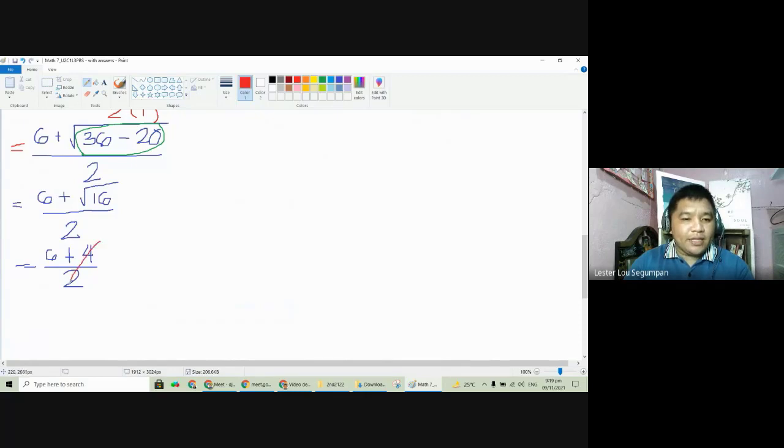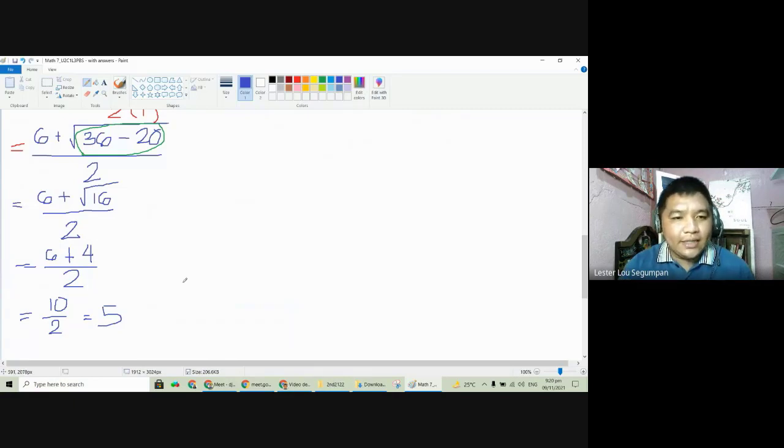May I repeat? Do not do this and say 2, which will yield 8. Do not do that since there is no cancellation law for addition. The terms on the numerator are separated by addition, so you cannot do that. But what we could do here is to add the numerator. 6 plus 4, you'll have 10. Divide by 2, which will then give us the value 5.